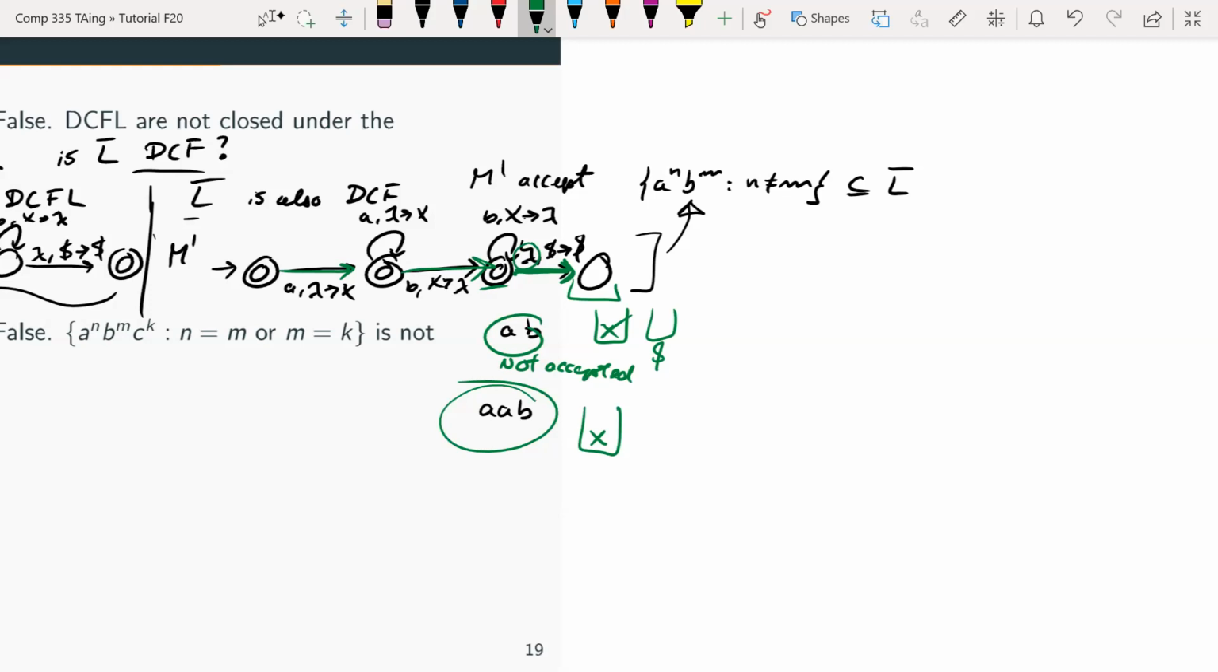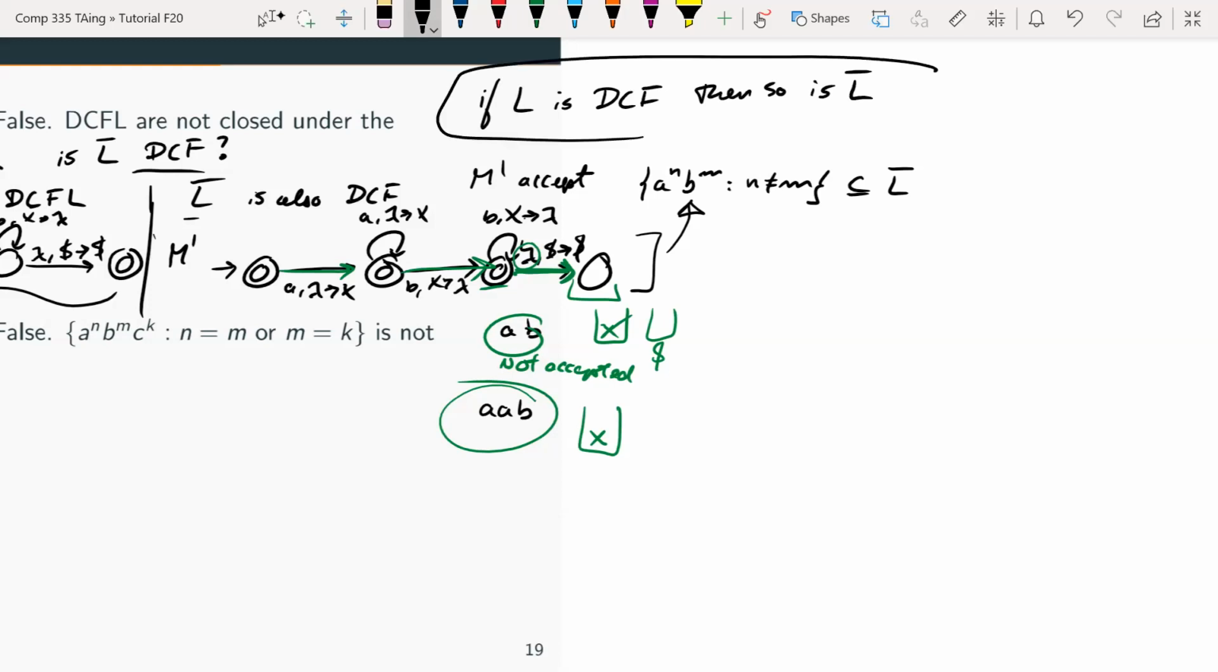This isn't a formal proof, but this shows that, just to answer the question, what does closed mean? This shows that if L is deterministic context free, then so is L complement. This is what it means for deterministic context free languages to be closed under the complement.